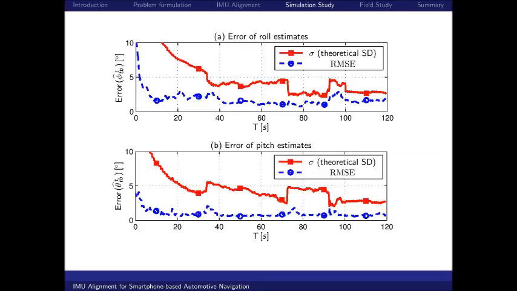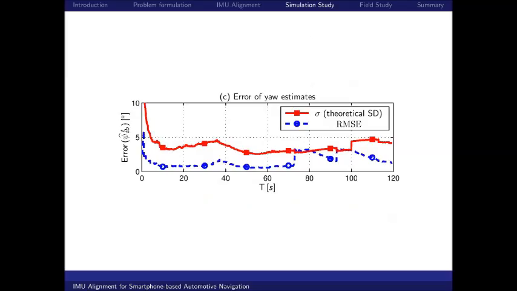Here we see both the theoretical standard deviation and the root mean square error of the estimated vehicle roll and pitch angles. And here is the corresponding graph for the yaw angle. As can be seen, the root mean square error is in the order of 2 degrees for each Euler angle.